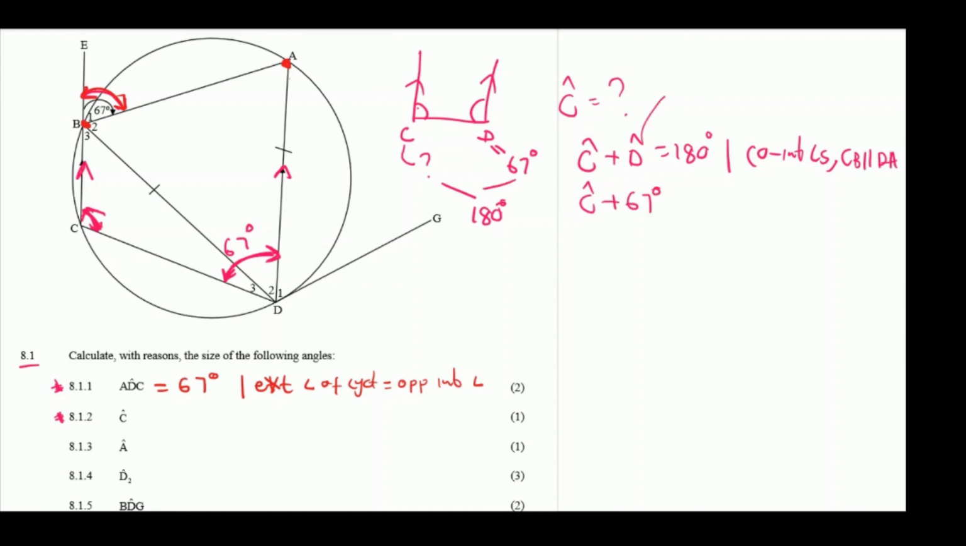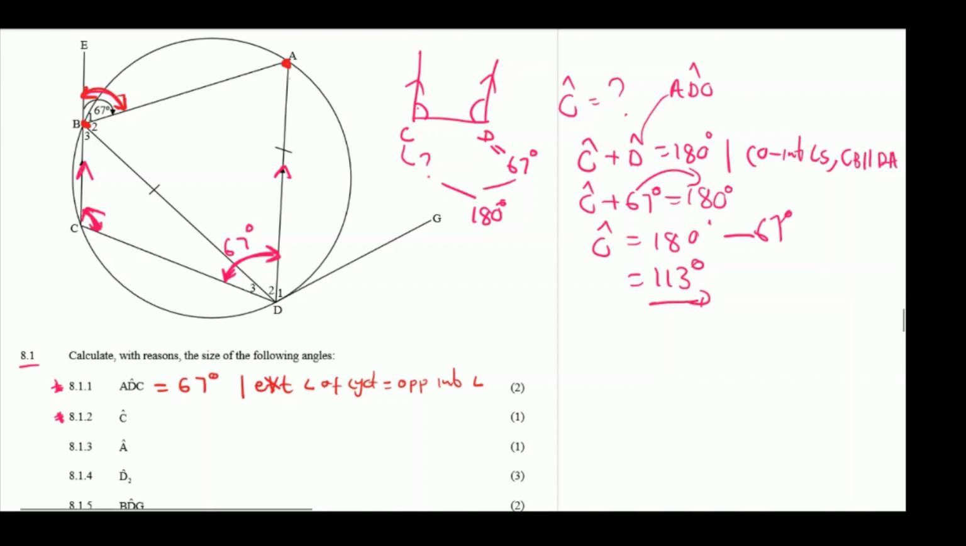So angle C we don't know, but we know angle D, which is 67 degrees. So the angle D is actually the angle ADC, right? Equals to 180 degrees. Then you transpose to the other side, you have C is equal to 180 degrees minus 67 degrees. Then you're going to get 113 degrees. So this is the angle C.